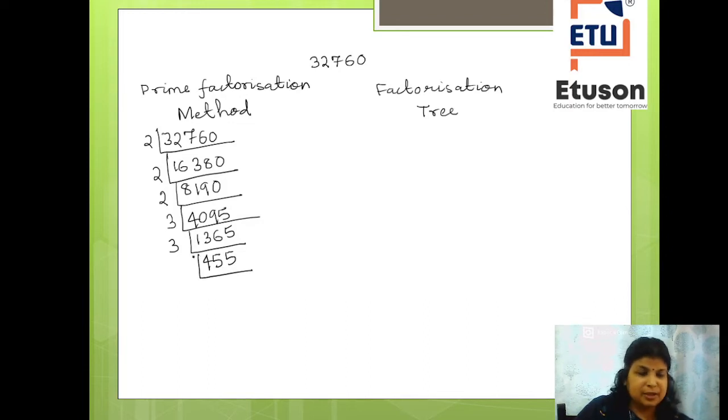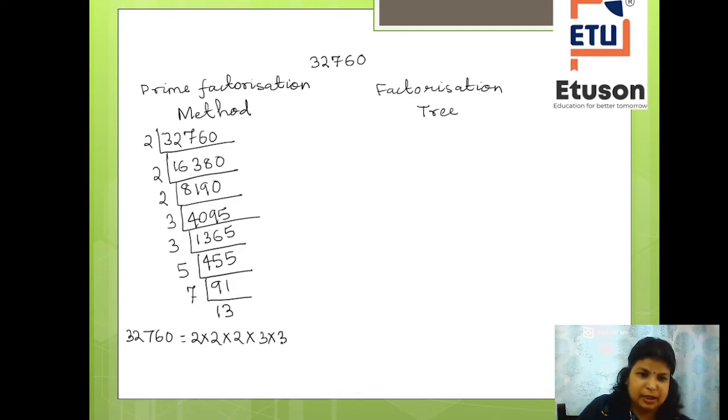Again checking the divisibility with 2 and 3, you will find out that it is not divisible by 3. So you will go to the next prime number, which is 5. So you divide by 5 and you will get 91. Now 91 is neither divisible by 2, 3 or 5. So you will go to the next prime number, that is 7. So finally, you will get 13, which is a prime number. So you can write down that 32,760 is equal to 2 into 2 into 2 into 3 into 3 into 5 into 7 into 13.